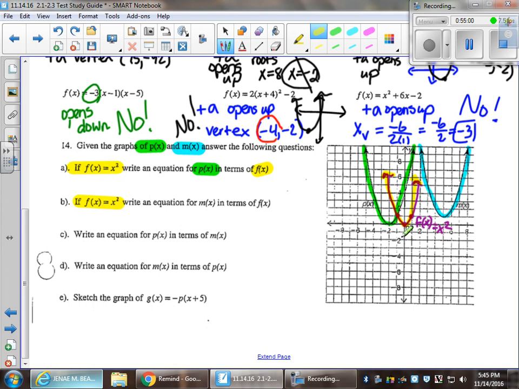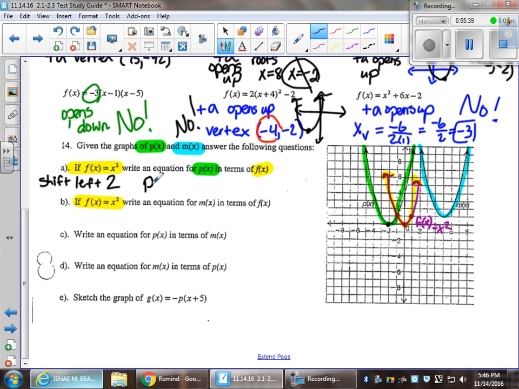Well, let's see what's happened. How do you get from here to here? What happened? Well, I had a shift. This vertex right here, there was a shift left. How many? 2? Still opening up, that didn't change. No other vertical shift of any kind.